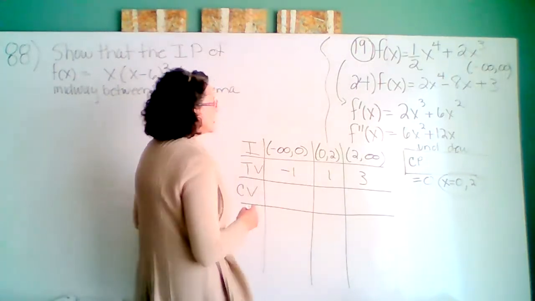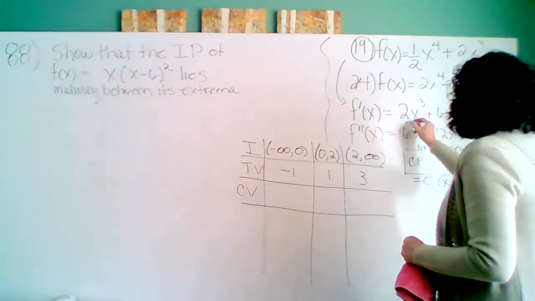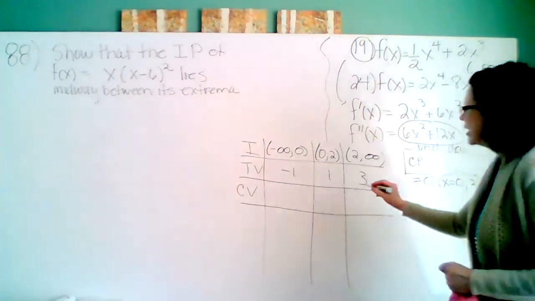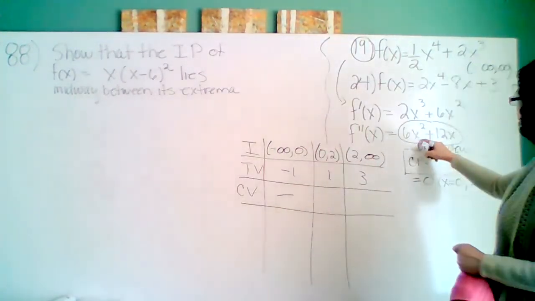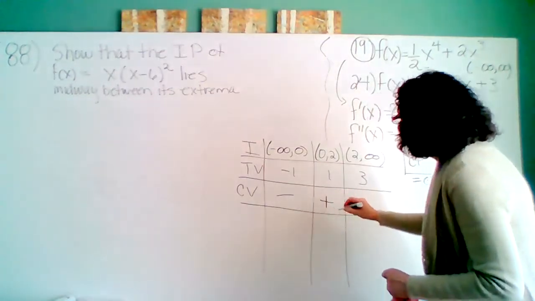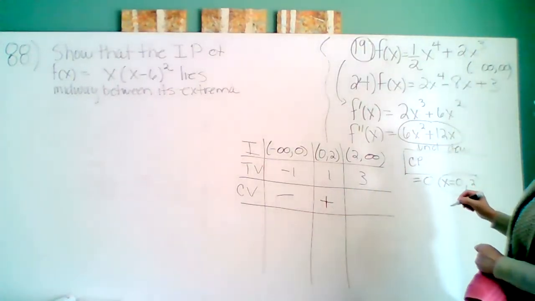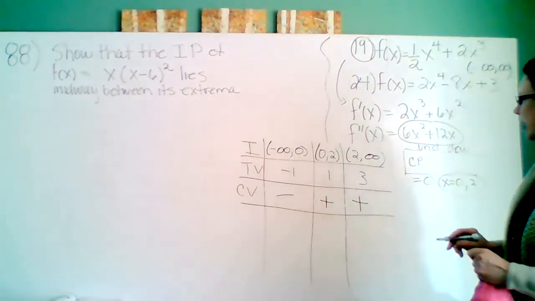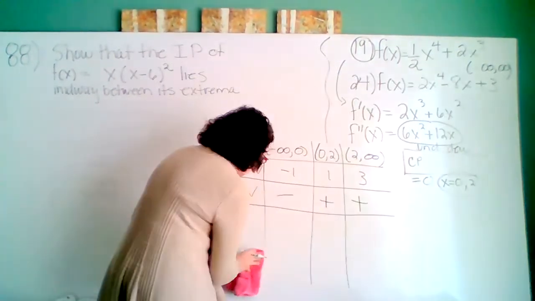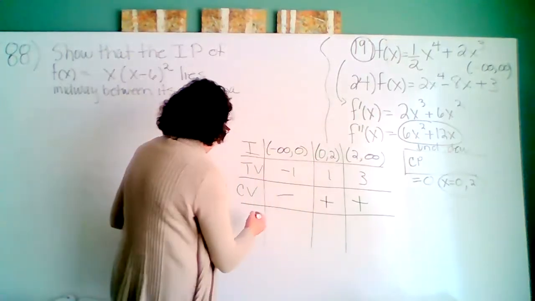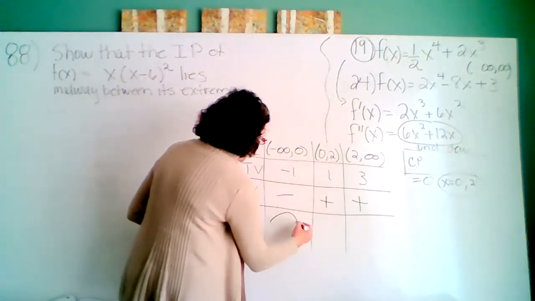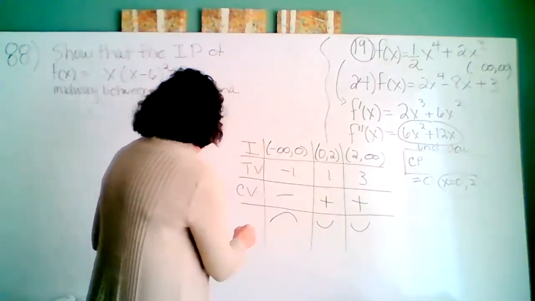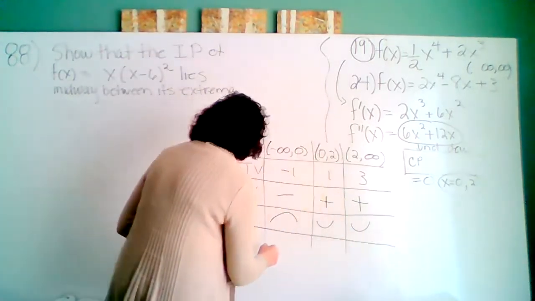Concavity. We're using the second derivative. When I put a negative 1 in here, I'm going to get a negative out. When I put a 1 in, positive. And when I put a 3 in, they're both positive. So I have to say what the concavity is. That would be concave down, concave up, concave up. That feels weird, right? We're used to it switching back and forth, but it does in fact happen.